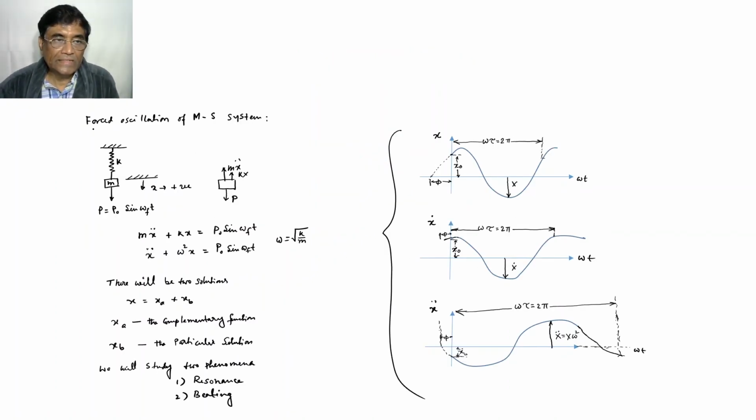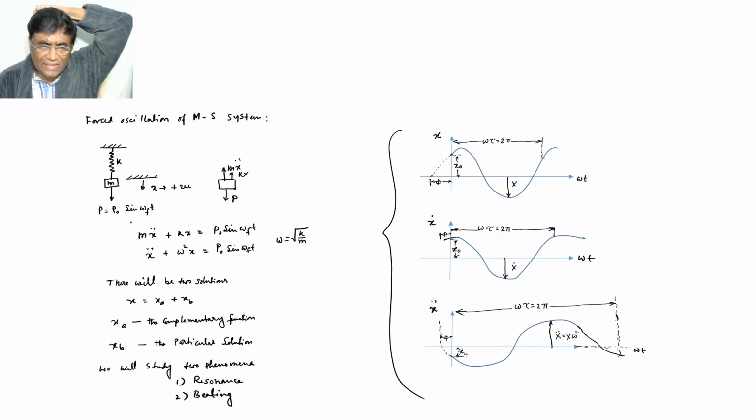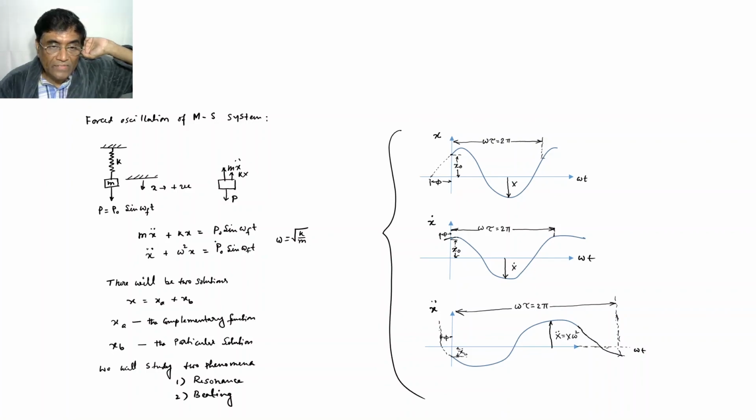Now next day we'll talk about forced oscillation. That means the same mass spring system is continuously excited by an external force, say a sinusoidal force, it could be anything. Then again this will be my differential equation, and we'll talk about how to solve this kind of differential equation. There will be two solutions, one is the complementary function, another is the particular solution. And in this context we will study two very, very important phenomena. One is called resonance, another is called beating, by solving this type of differential equation.